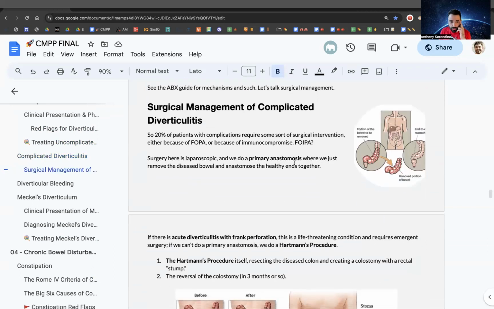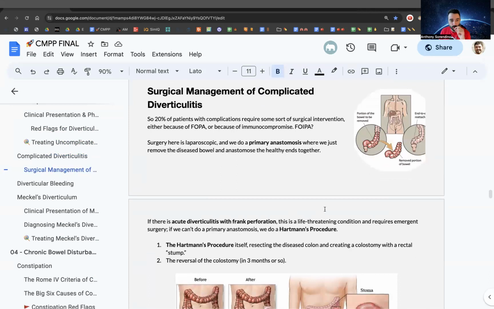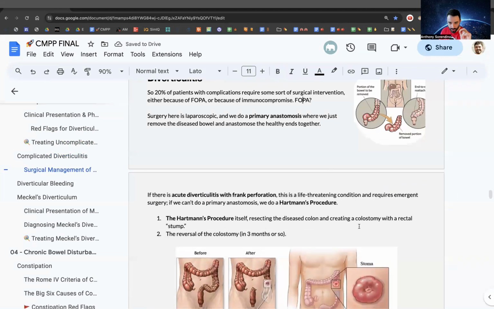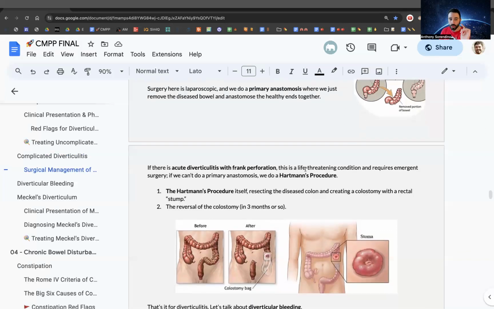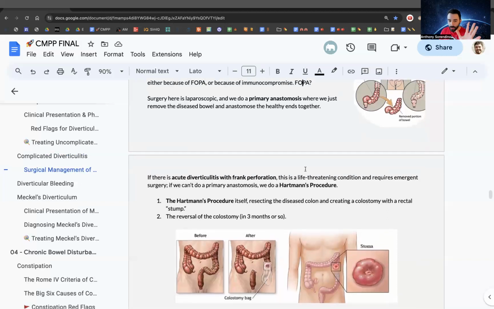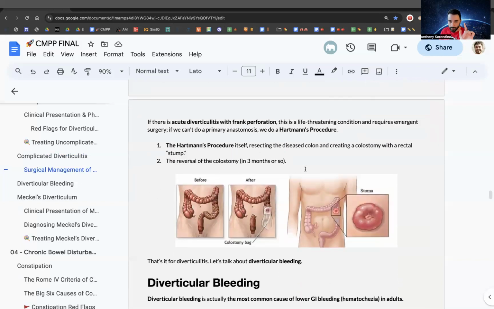All right, there is some surgery. Oh yeah, this is really important. There is some surgery here. We can do a laparoscopic primary anastomosis where we just remove the diseased bowel and anastomose the healthy ends together. Or if there's acute diverticulitis with frank perforation, we do something called a Hartmann's procedure. Again, if there's acute diverticulitis with a frank perforation, this is a life-threatening condition and you need emergent surgery. All right, if we can't do the primary anastomosis, we do a Hartmann's procedure.